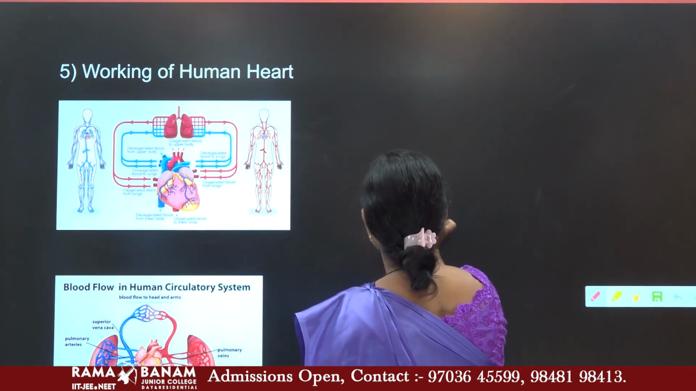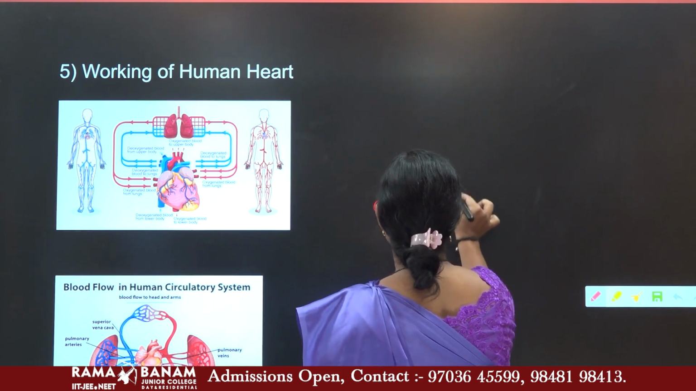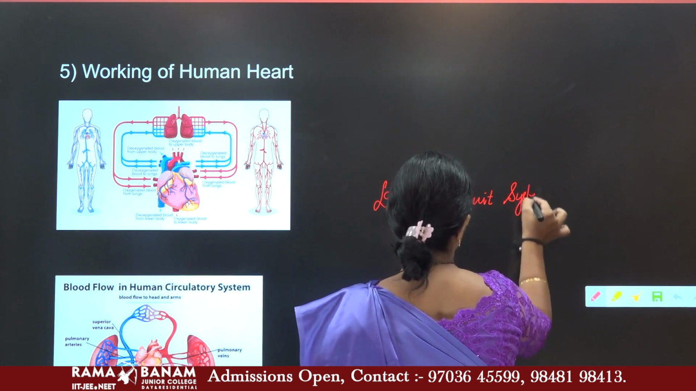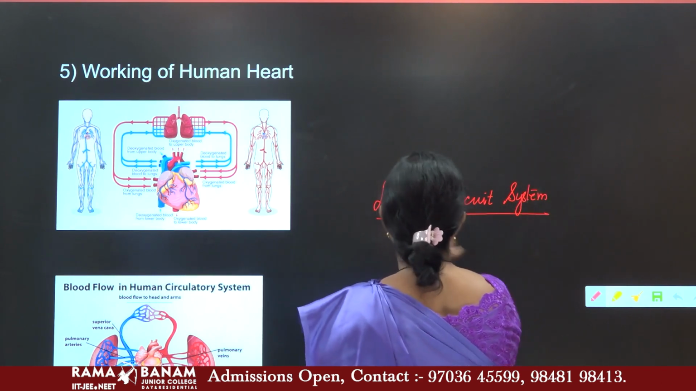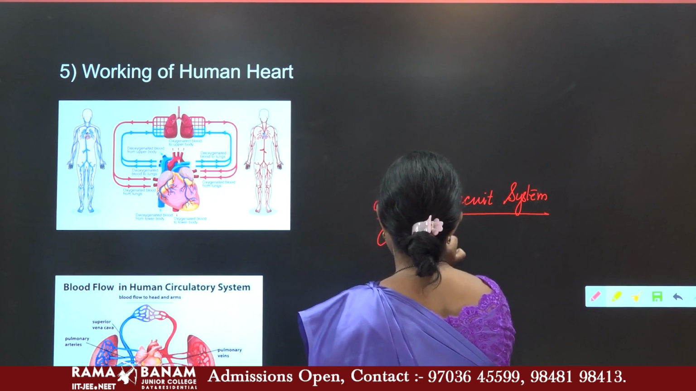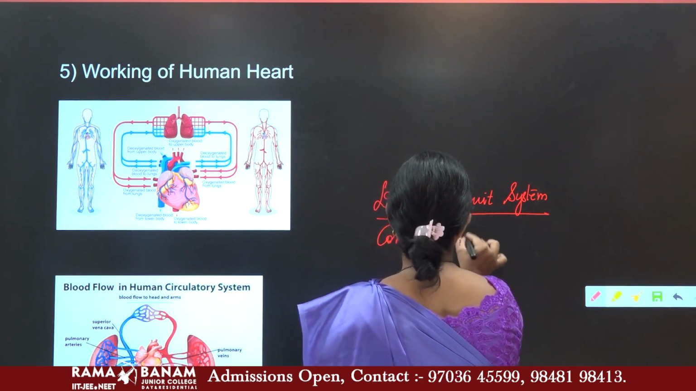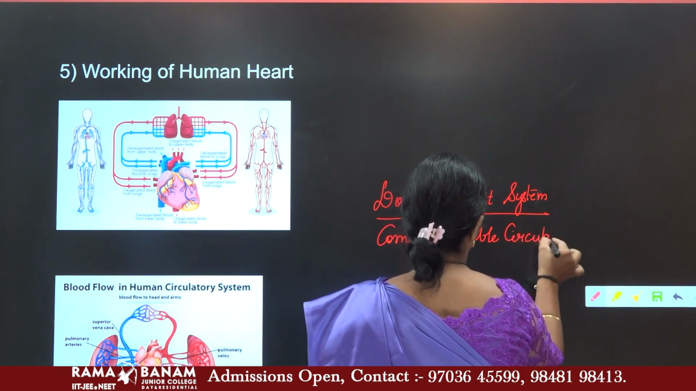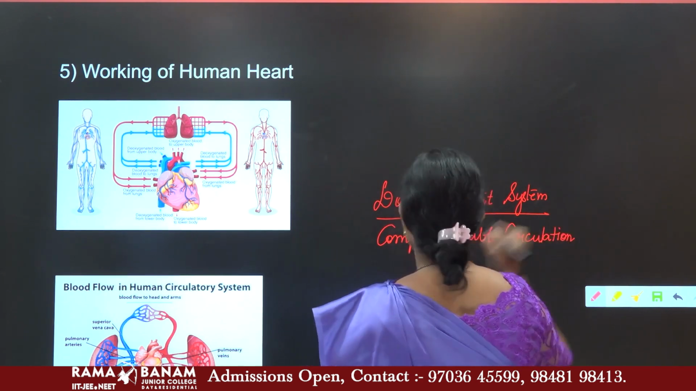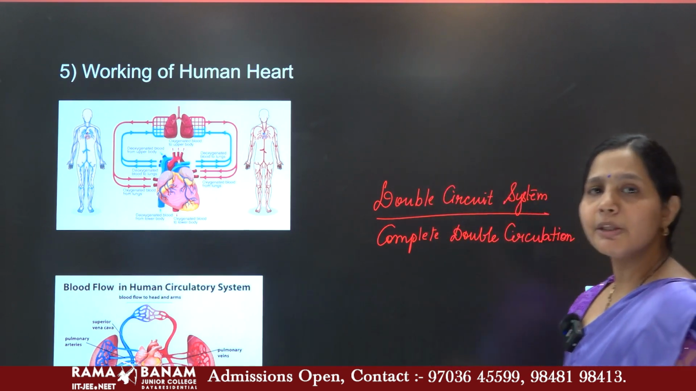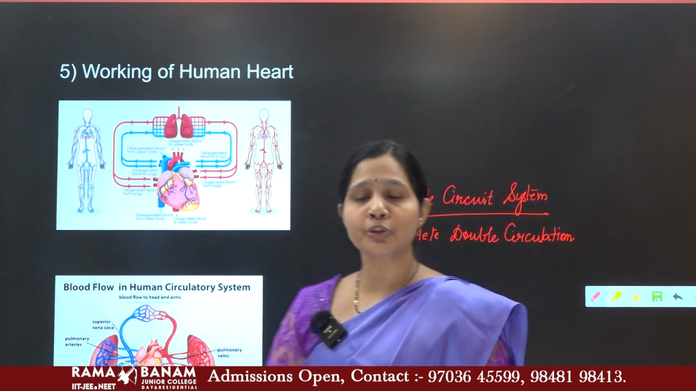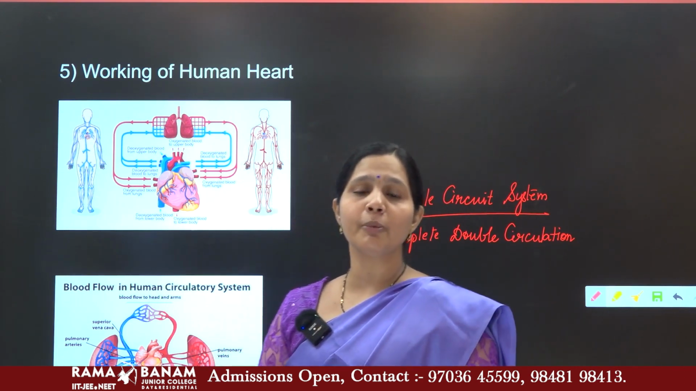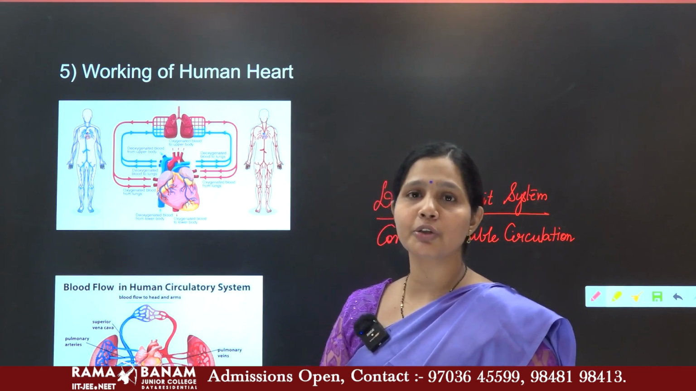So we have a double circuit system, complete double circulation, right? So what is this complete double circulation? Blood flows to the heart or through the heart twice, in the form of deoxygenated blood and oxygenated blood.